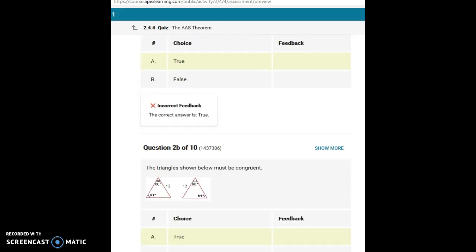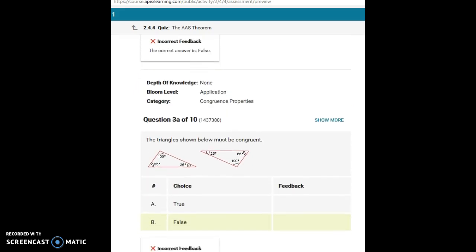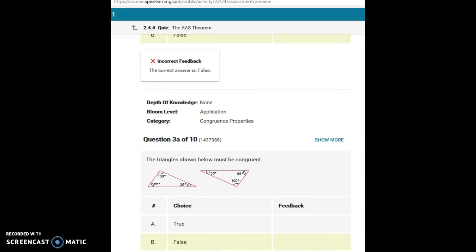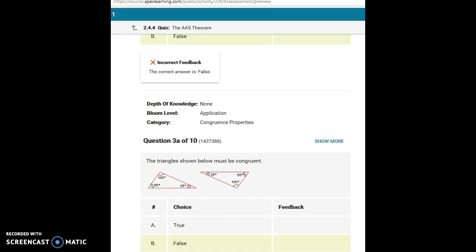All right, let's go to the next one. Let's go to 3A. Okay, here we go on this one. Now this one has what? It gives us an angle here, an angle here, and an angle here. It also gives us an angle here. So this angle matches this angle, this angle matches this angle, this angle matches this angle.